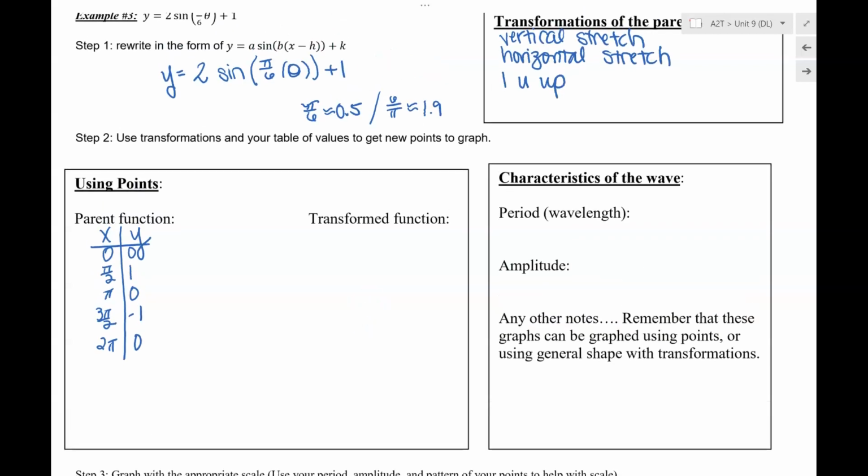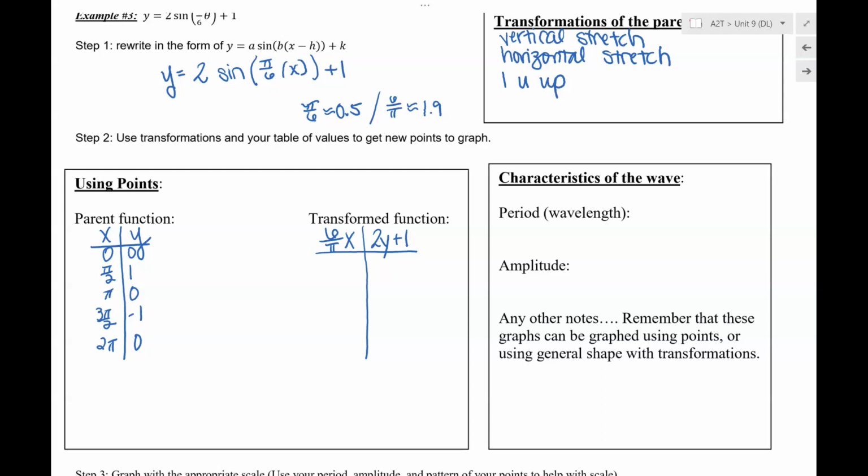Okay, so for b, it's going to be 6 over pi times x. You can use x. If theta bothers you, just use x. It just means input, okay? It's the exact same thing. There isn't an h value, so we'll leave it. And then we have a times y plus 1.